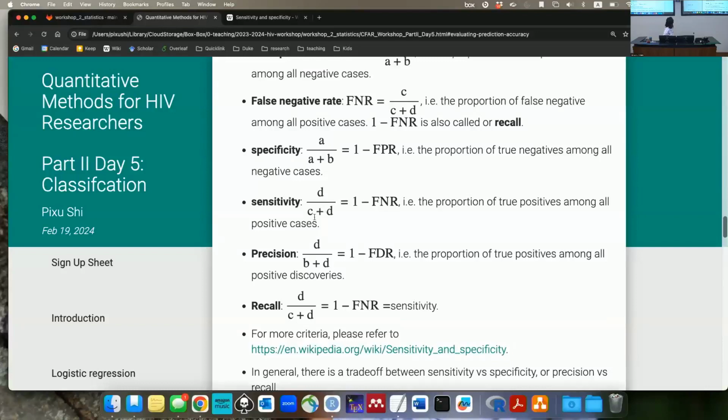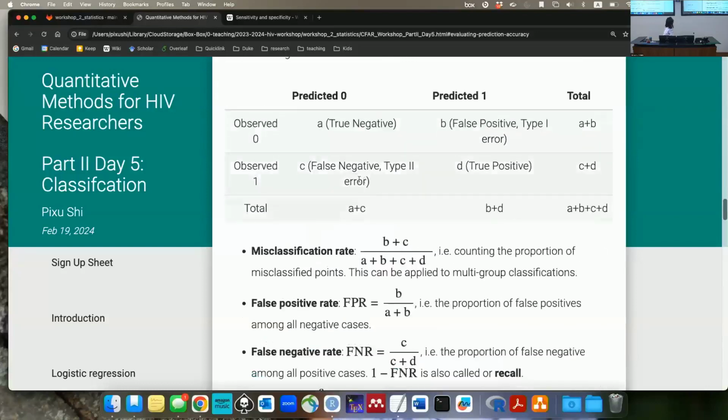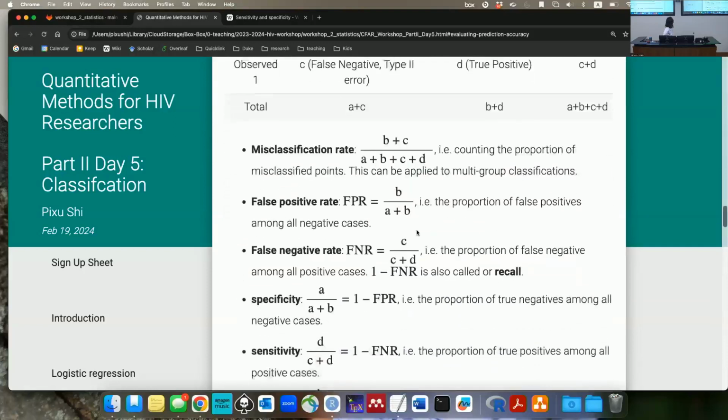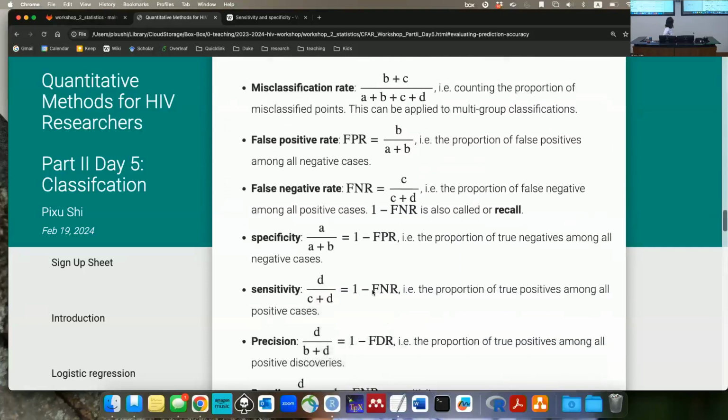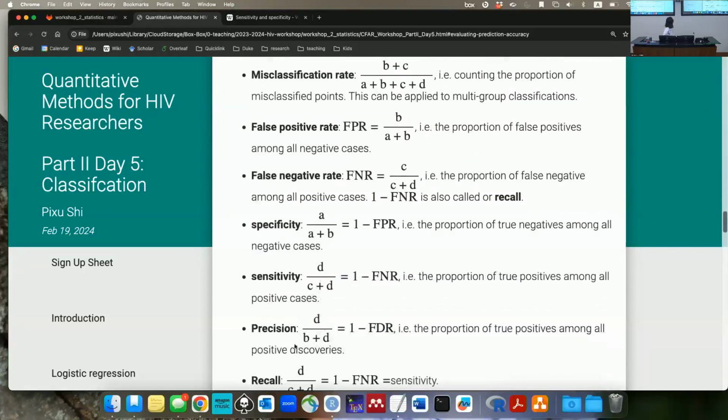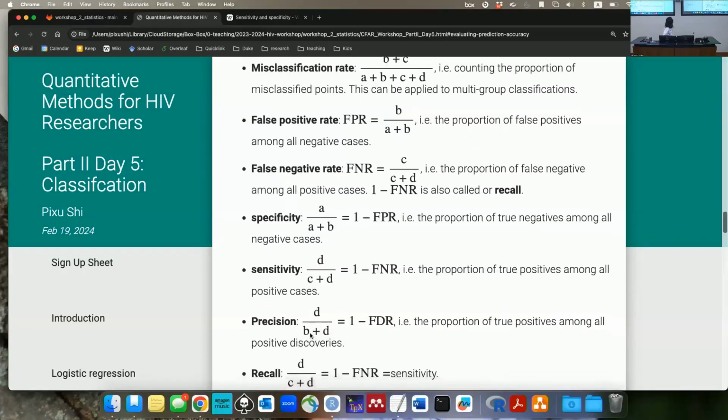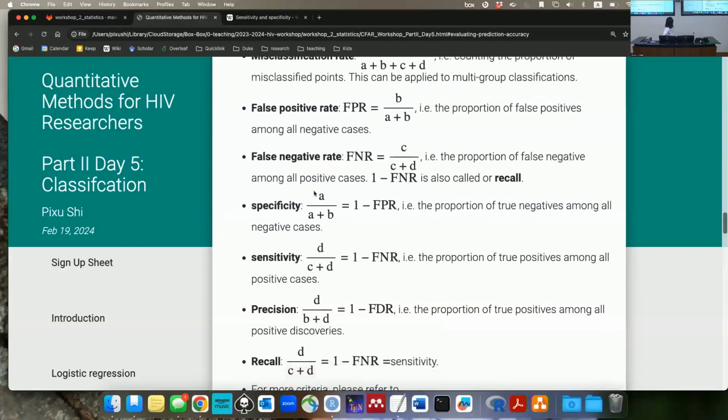So if they are both 1, then C and B are both 0, so you're having a perfect classifier. When you have a perfect classifier, C and B are 0, so sensitivity is 1, precision is 1, everyone is 1.